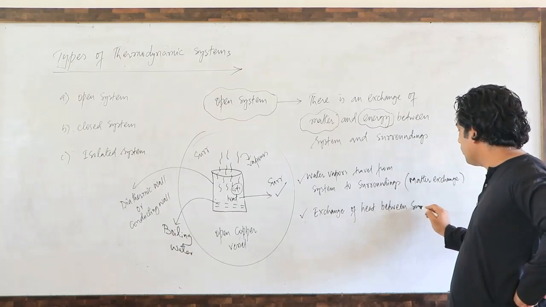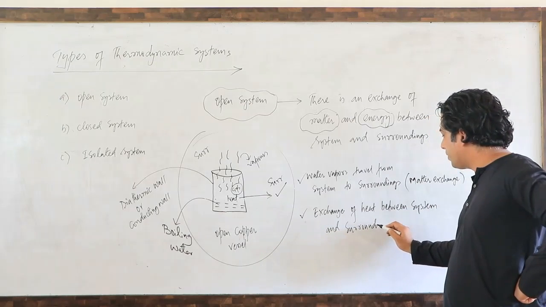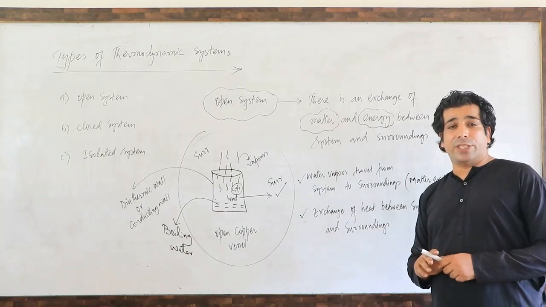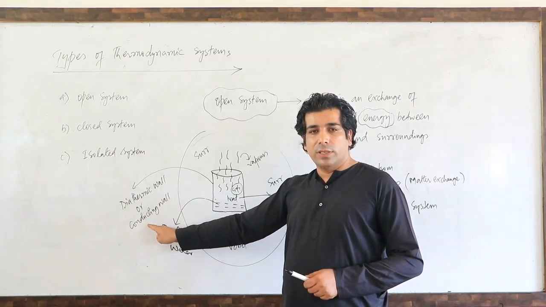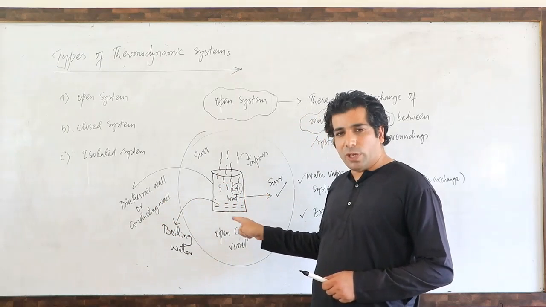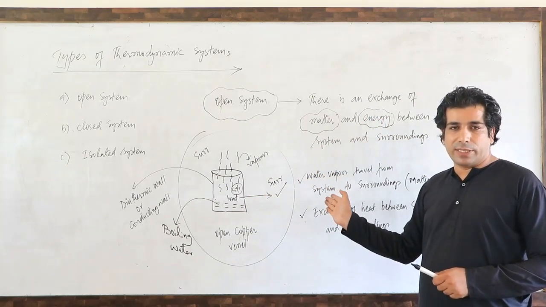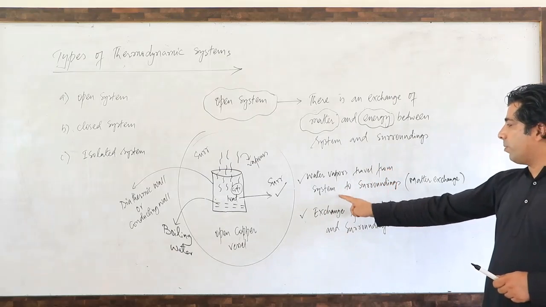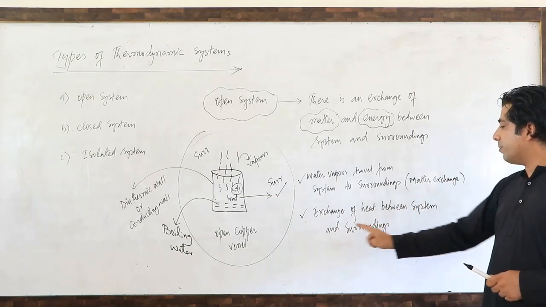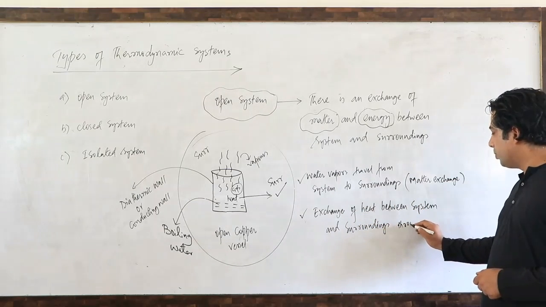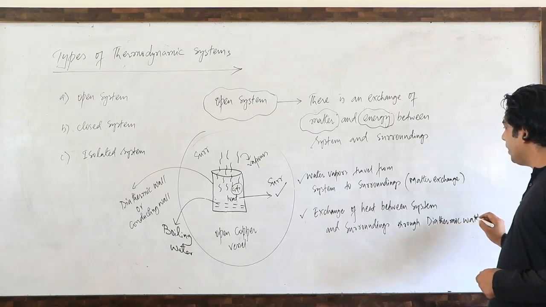So there is an exchange of heat between system and surroundings. So understand, my dear friends, this heat exchange is possible only because of which wall? Diathermic wall or conducting wall. When this diathermic or conducting wall is there, then only is there a possibility of exchange of heat from system to surroundings. So my dear friends, water vapors travel from system to surroundings, that is a matter exchange, and heat is exchanged between system and surroundings through the diathermic wall.